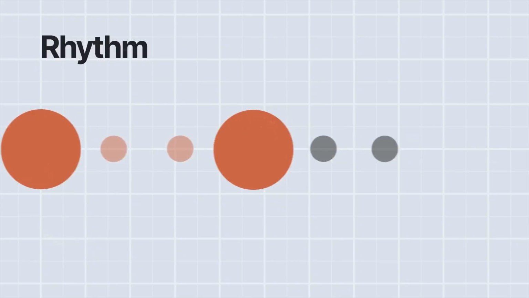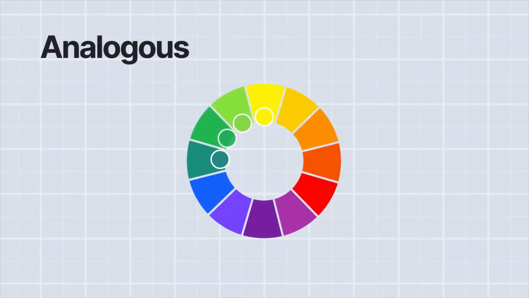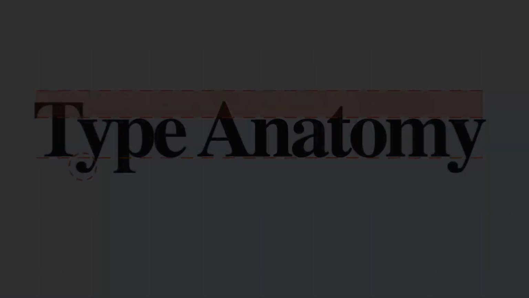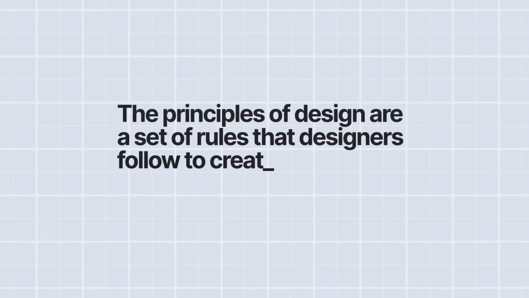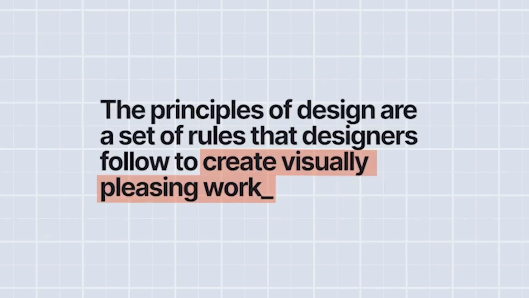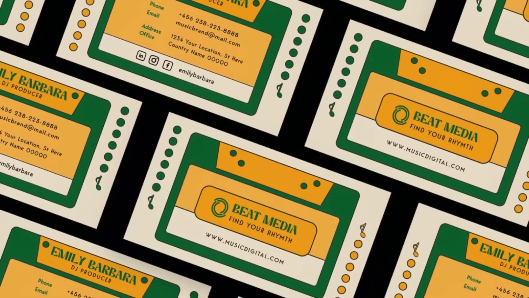So in the next 3 lessons, you will learn all the basic principles, the color theory, and the elements of typography that you can apply in order to communicate effectively. In this lesson, we will take a look at basic design principles. The principles of design are a set of rules that designers can follow when creating a composition to create a visually pleasing work. The purpose of these rules is to deliver a message in the most organized and functional way. So let's get started with the first principle, balance.